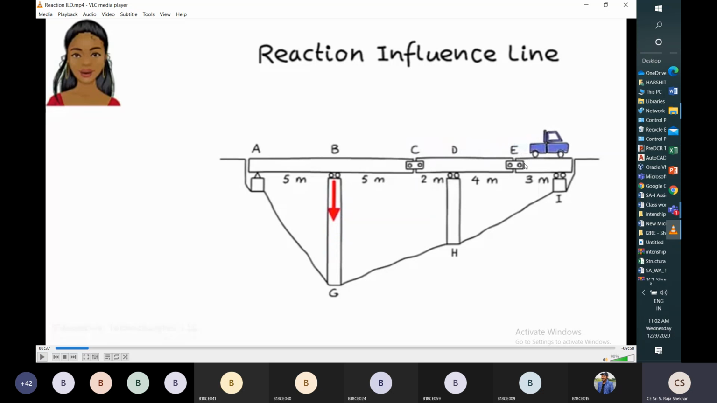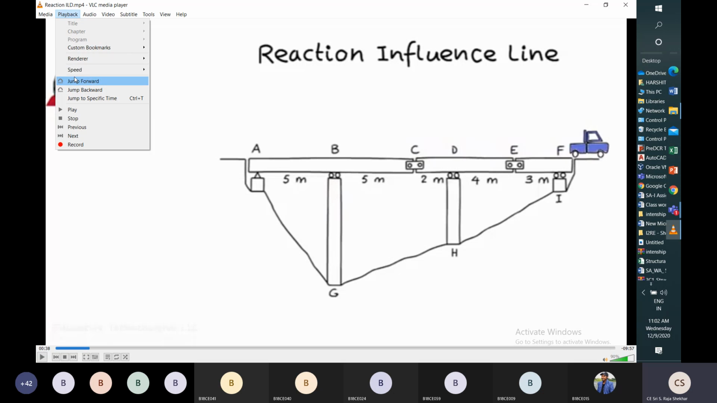When the unit point load crosses E, it is gradually reducing. When the unit point load reaches F, the reaction in BG will become 0. So this is the variation of reaction in BG when the unit point load is moving from A to F. The maximum value while the unit point load moves from A to F is the value we will consider and use for the design.